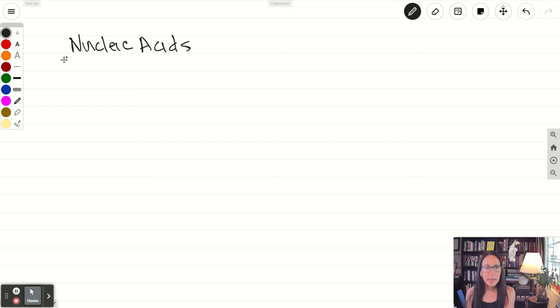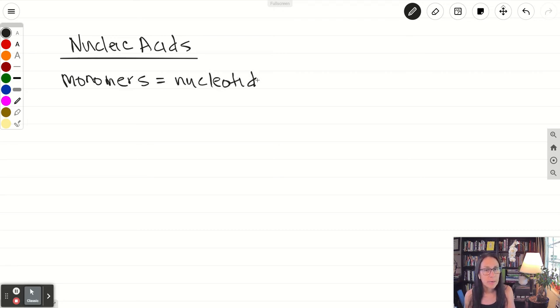Okay, and to go along with what we've been doing with all the other biomolecules, I want to introduce the monomers for this biomolecule so that you know what the pieces are that make it. So the monomers of all nucleic acids are called nucleotides. And there are several different kinds of nucleic acids. I'm only going to talk about two of them today.